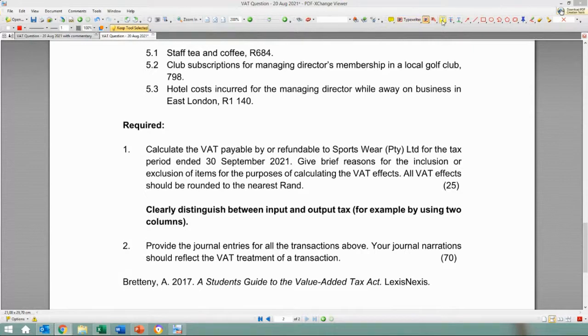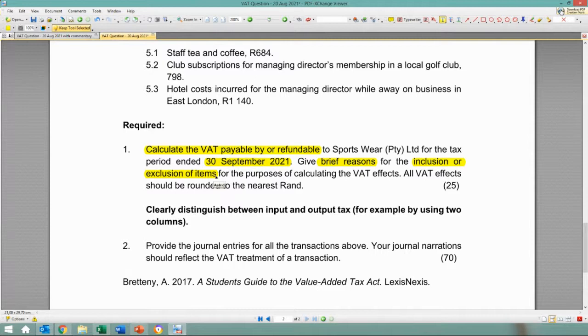The first thing here, we're just going to focus today on the VAT payable or refundable. The accounting entries we're not going to focus on today. They ask you to calculate the VAT payable or refundable for the tax period ending 30 September. Then they ask you to give brief reasons whether you include or exclude an item.